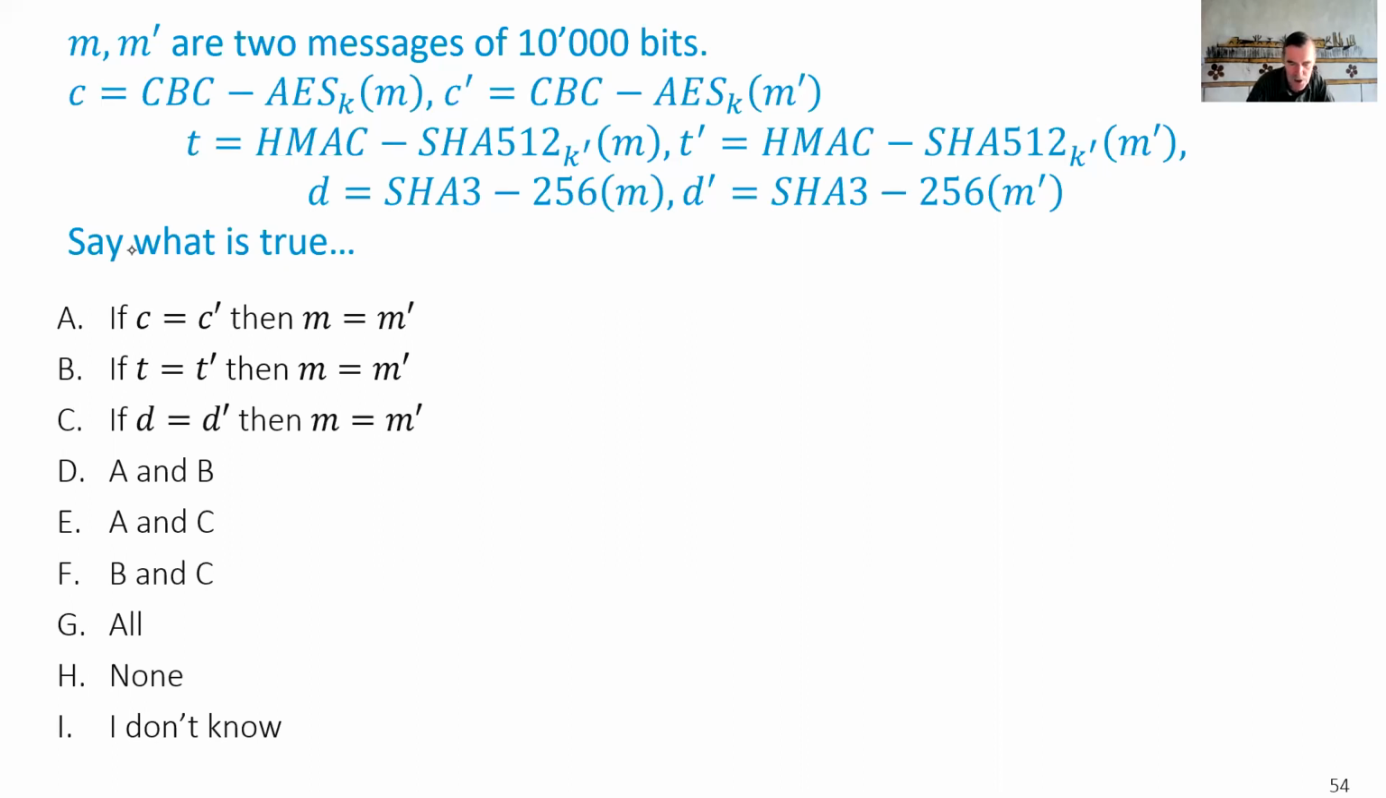Third question, D is SHA-3 applied to M. So SHA-3 256 is another version of SHA. So it's a hash. Here there is no key. It's a pure hash. Is it true that if D is equal to D prime, then M is equal to M prime? Well, so what do you think? Which of the statements A, B, C is true?